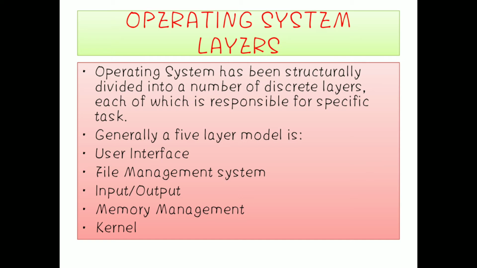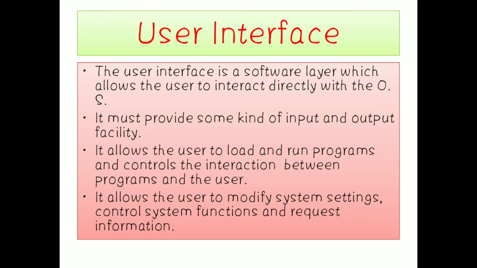Basically, there are 5 layers of an operating system. First one is user interface, second one is file management system, then input or output, memory management and kernel. So let us discuss today about these 5 layers of an operating system. First one is the user interface.